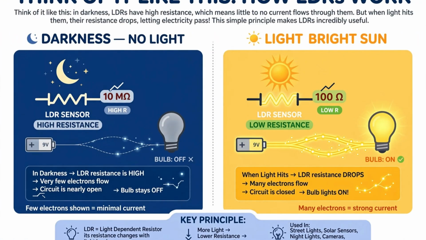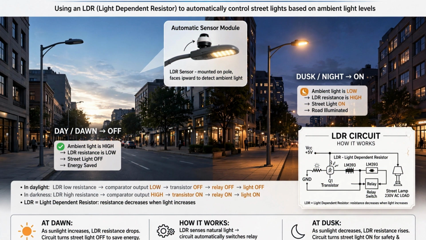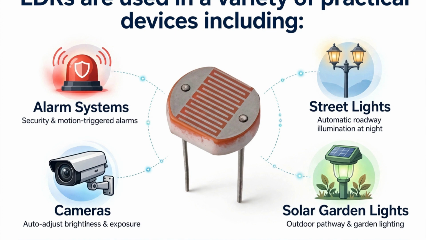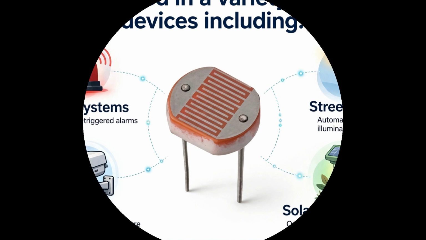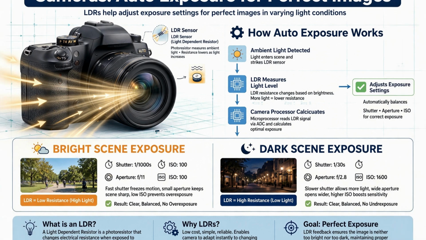When light hits the LDR, it allows electricity to flow more easily, changing its resistance. Think of it like this: in darkness, LDRs have high resistance, which means little to no current flows through them. But when light hits them, their resistance drops, letting electricity pass. This simple principle makes LDRs incredibly useful.